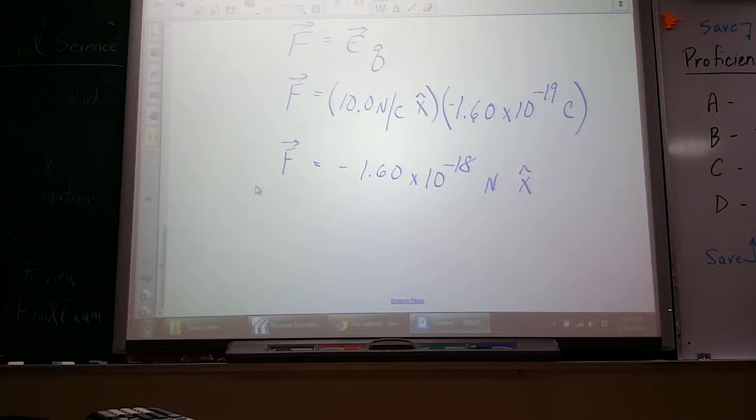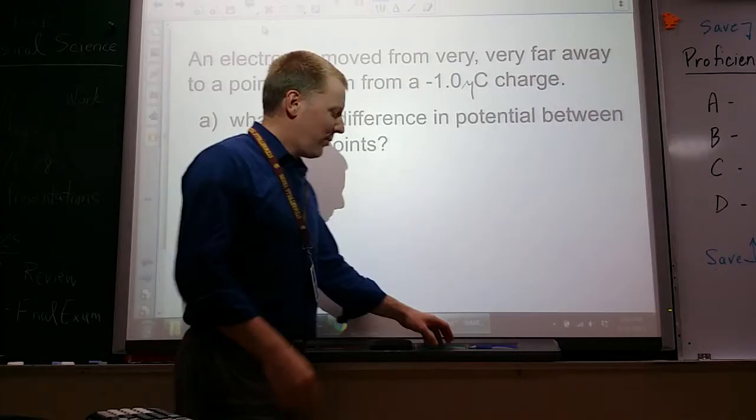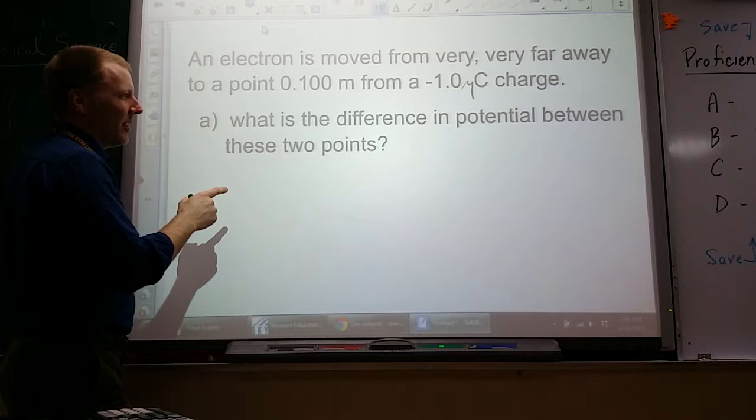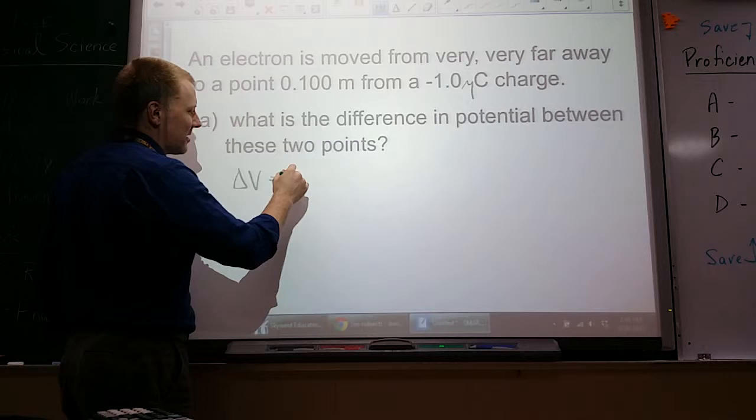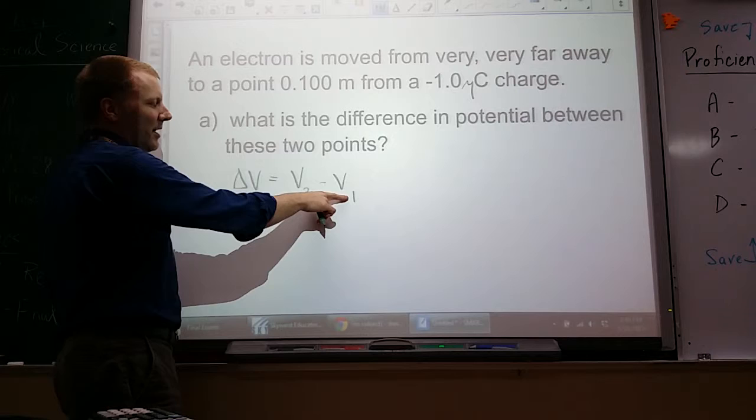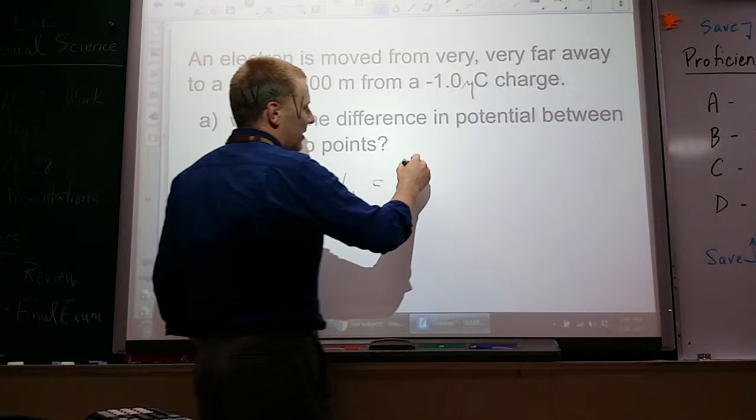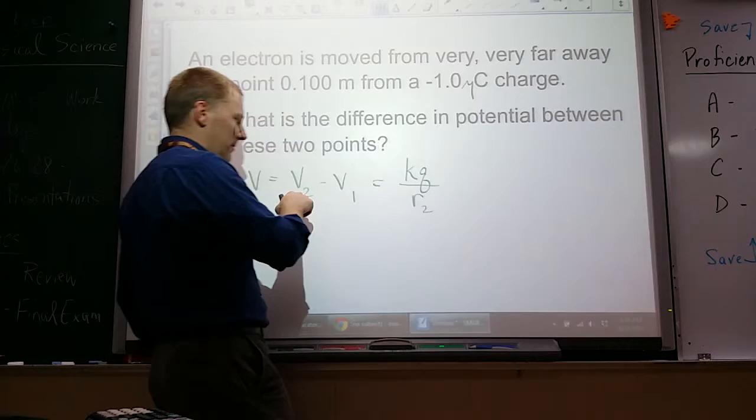Let's do one next that gave a lot of people trouble on the test the first time through. As we pointed out with a couple people in class, this is not that hard, so don't make it hard. If we want a difference between two points, that would be like a delta, right? So we'd have to take V2 minus V1. Well, this started very far away, and that would be V1, and it got to a place 0.1 meter away. That would be V2, where it ended up. So all we have to do is K times Q over R2 minus K Q over R1.